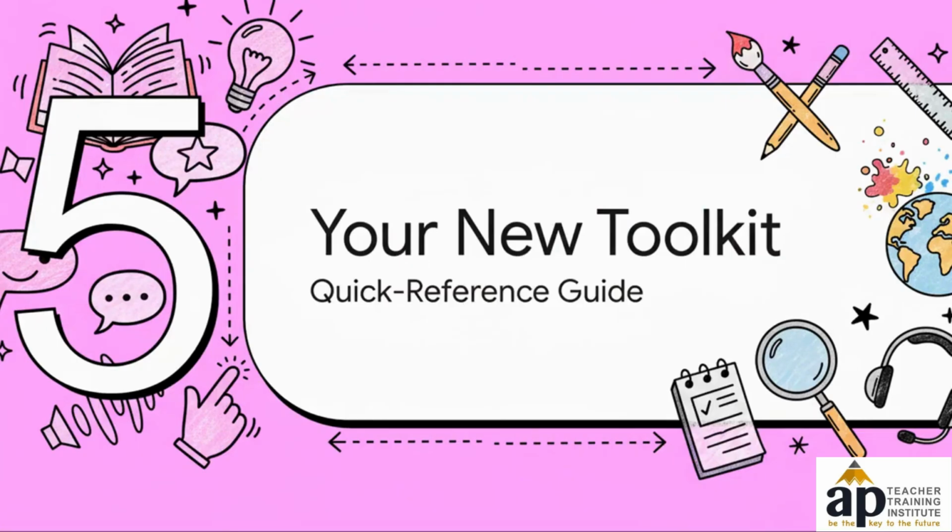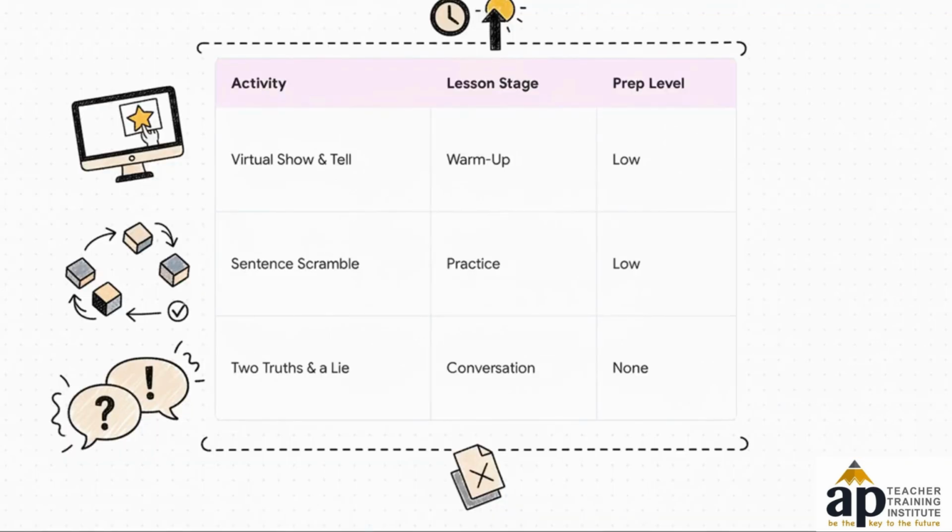All right, let's pull all of this together into a really actionable toolkit that you can look at right before you log into your next class. Think of this as your new cheat sheet for instant engagement. And here it is. Simple, right? For your warm-up, you've got virtual show and tell, super low prep, gets everyone talking. For practice, the sentence scramble. It's fast, fun, and really effective. And for just pure conversation practice, a classic like Two Truths and a Lie requires literally zero preparation, and it sparks these amazing natural discussions. See the common thread? They are all incredibly low prep, but they deliver really high impact results.